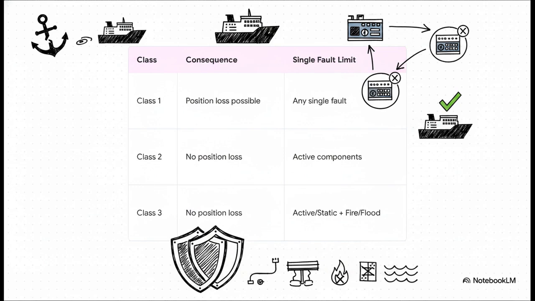For Class 2, a single fault in an active component, we're talking things like generators, thrusters, or switchboards, won't knock you off position. And Class 3 takes it to a whole new level. You won't lose position even if active or static components fail. Heck, the system is designed to survive a fire or flooding in any single compartment.